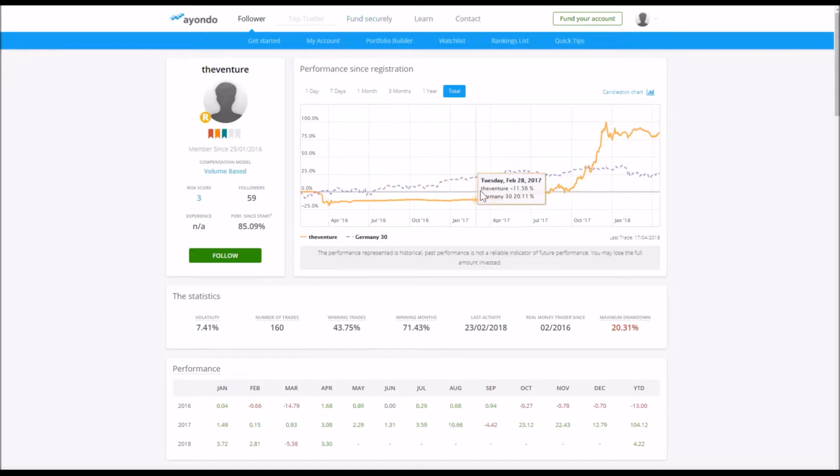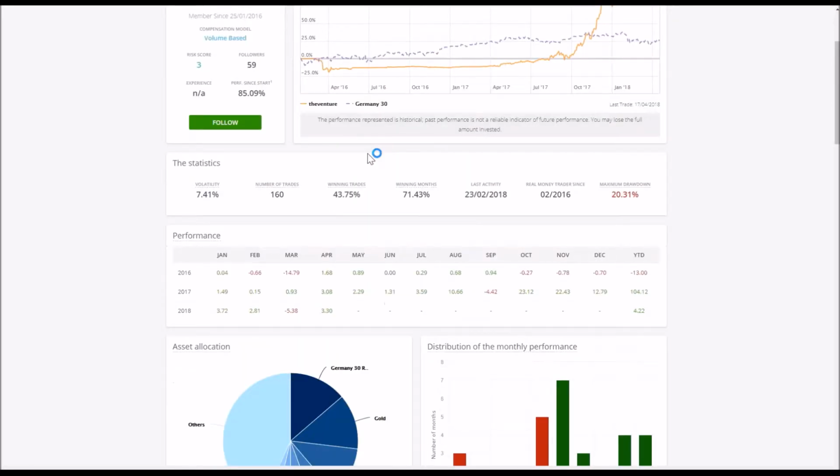The purple dotted line is the DAX, the German 30, just as something to compare it with. If you put your money in the German 30 index, what would your comparable rate of return be? Then down here, we have a bit more information. This is where, for me, it starts to get interesting. So volatility, relatively low volatility. Number of trades, 160. Winning trades, 43% of trades are winners.